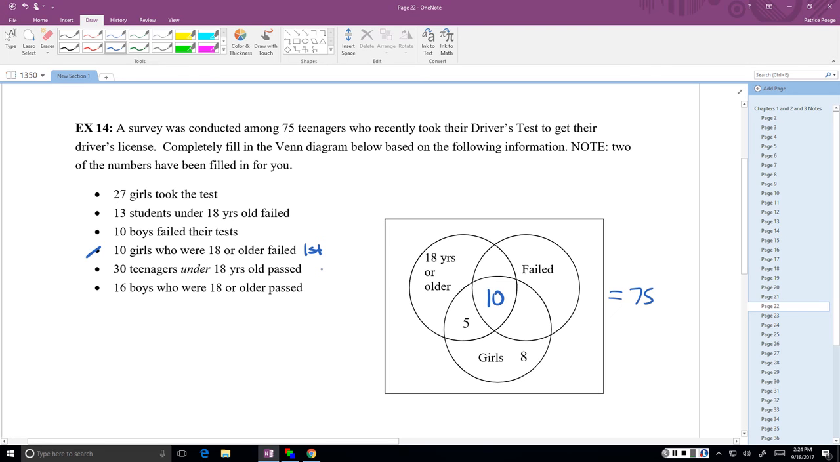Sometimes in my notes, if you're looking at my keys and stuff, I'll put first beside the one I was able to do first, just in case it helps you when you're looking at it later.